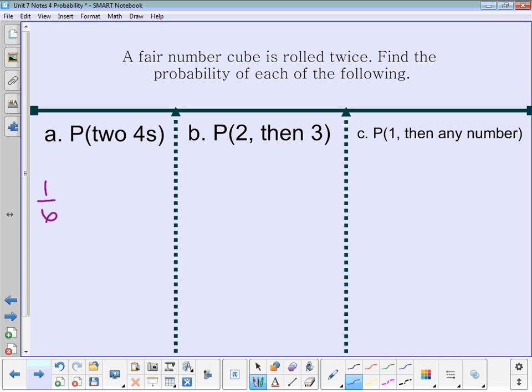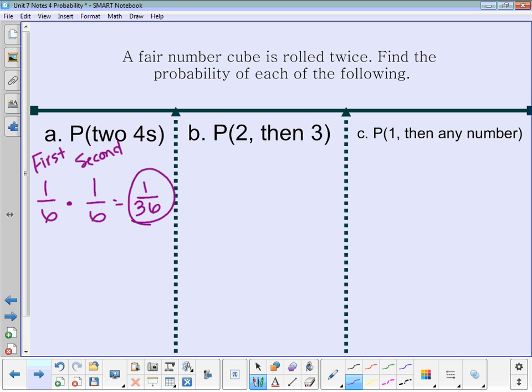Then we pick the die up and we roll it again. And again, the probability of getting a 4 is 1 out of 6. So that's the first roll. This is the second roll. And to find the probability of both of those happening together, I'm going to multiply. 1/6 times 1/6 is the same thing as 1 out of 36.